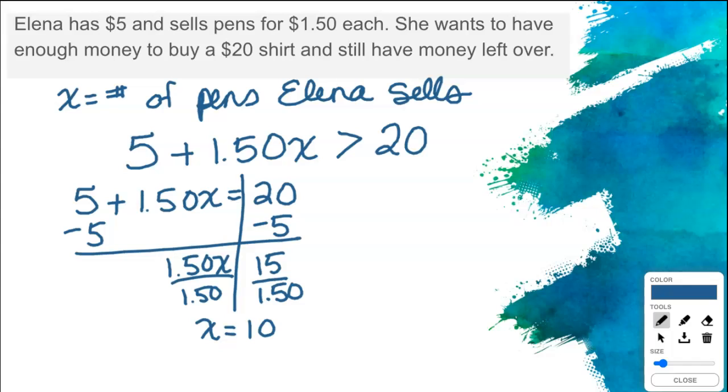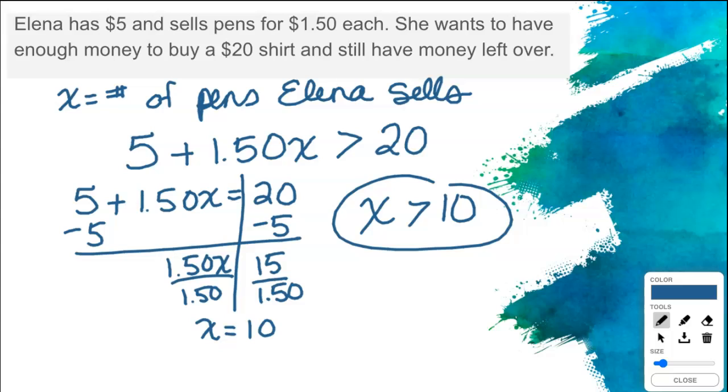What that means is if Elena sells exactly 10 pens, she'll have exactly $20. But I want her to have money left over, so I need to think about what makes sense in this context. Will that work if she sells more than 10 pens, less than 10 pens, more than or equal to? Well, I want her to have money left over, so she's going to need to sell more than 10 pens. So x is greater than 10 will be my final inequality, and I could also write this in a little sentence.